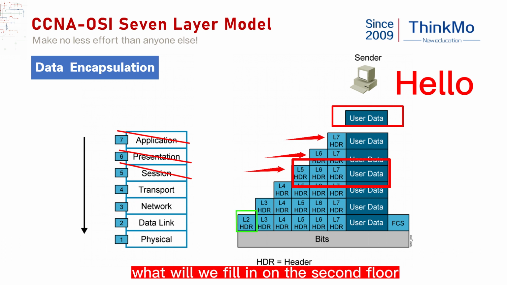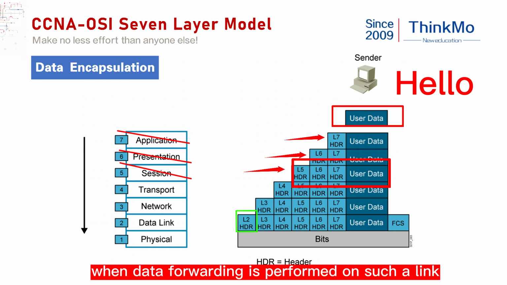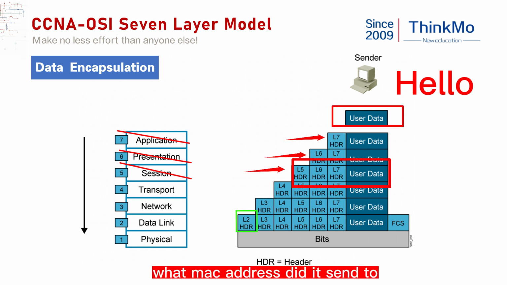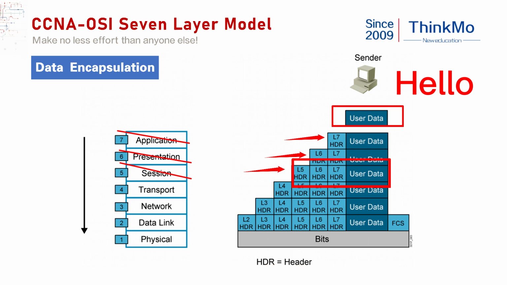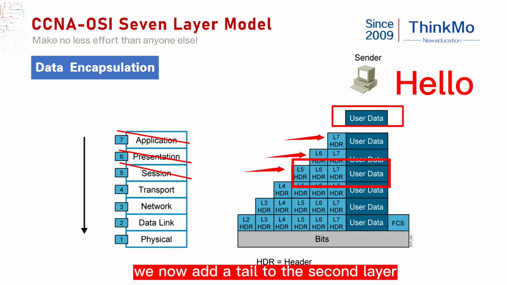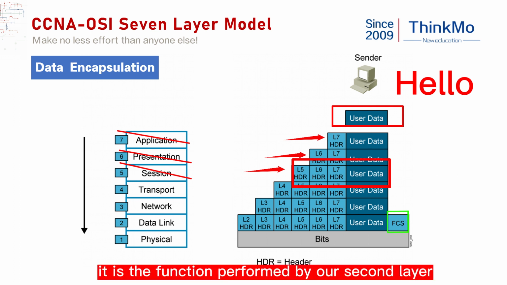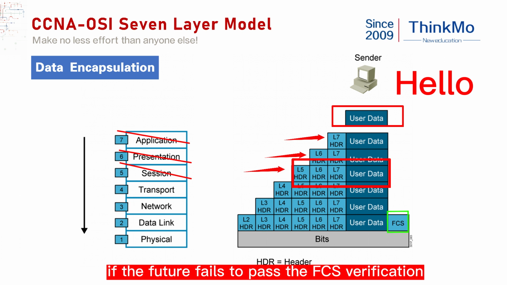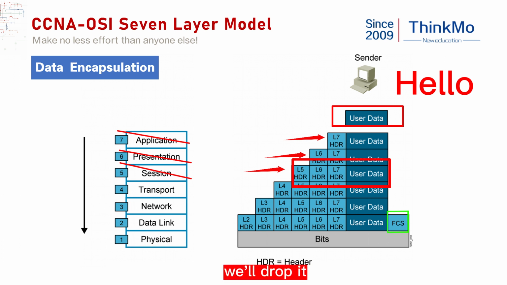Further down, what will we fill in on the second layer? Source MAC and destination MAC. When data forwarding is performed on such a link, exactly which MAC address am I from, and what MAC address did it send to? We want to identify that. Second, we now add a tail to the second layer. This FCS is the frame check sequence, used to verify the overall integrity of the data. It is the function performed by our second layer. If the frame fails to pass the FCS verification, we'll drop it.